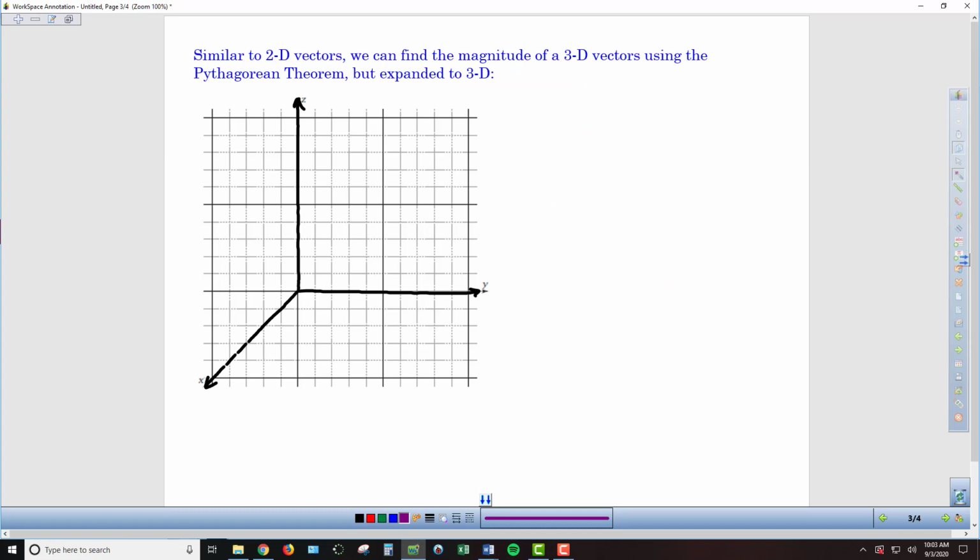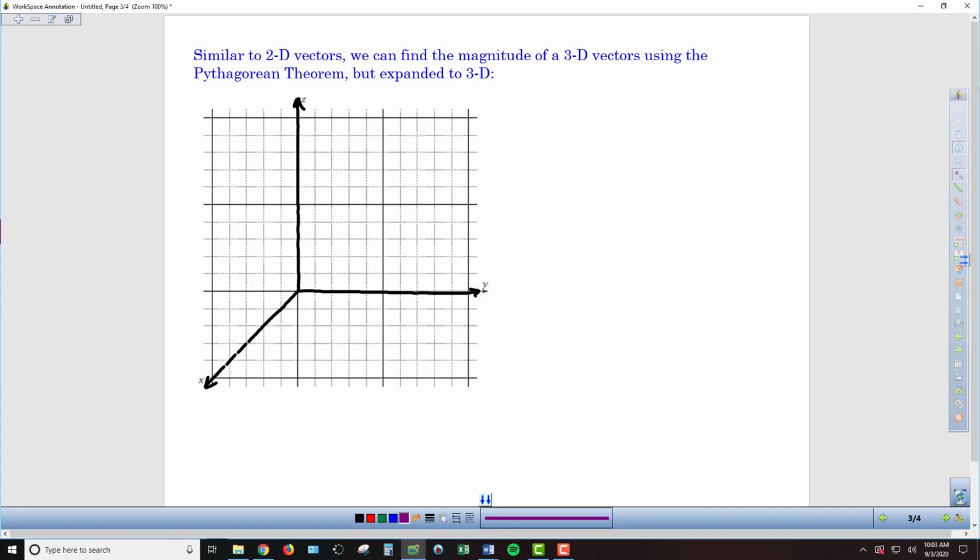Now, we're not just going to limit ourselves to studying three-dimensional vectors in their component form. We're also going to want to know the magnitude of a three-dimensional vector. We want to know something about like the wind direction. We want to know what is the speed, what's the magnitude of that wind vector. So we have to be able to find that magnitude from the components.